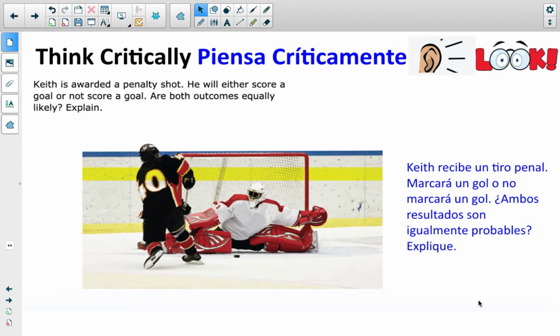Just a very short clip of some of the best shootout goals in recent memory. You guys have YouTube. You can look that up if you want to watch a longer compilation of some of those shootout goals. But let's think about this. Keith is awarded a penalty shot. So he will either score a goal or not score a goal. My question is, are both outcomes equally likely? Explain. So I want you to take about maybe 5 seconds, maybe 10 seconds, and think about that question.